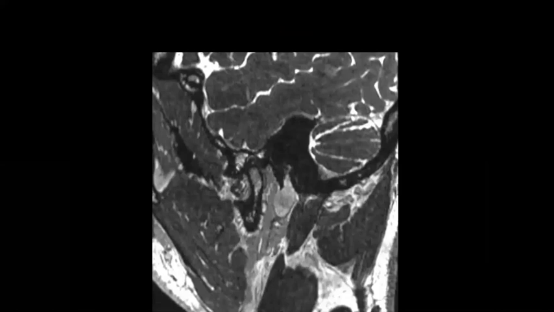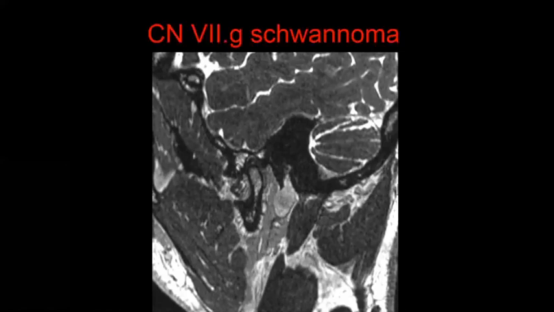Here's a case, the same orientation in the sagittal plane, anterior to the left of the screen, posterior to the right of the screen, on post-contrast CISS imaging, where you can see a mass extending from the stylomastoid foramen. And here's the seventh nerve, and it's extending from the inferior pole of that mass. Now, this mass we might therefore expect to be arising from the cranial nerve itself.